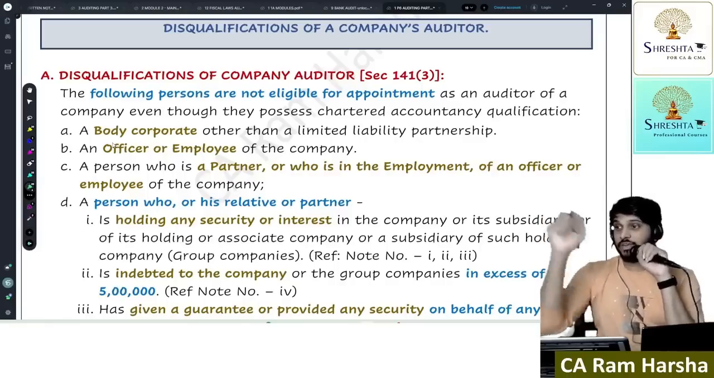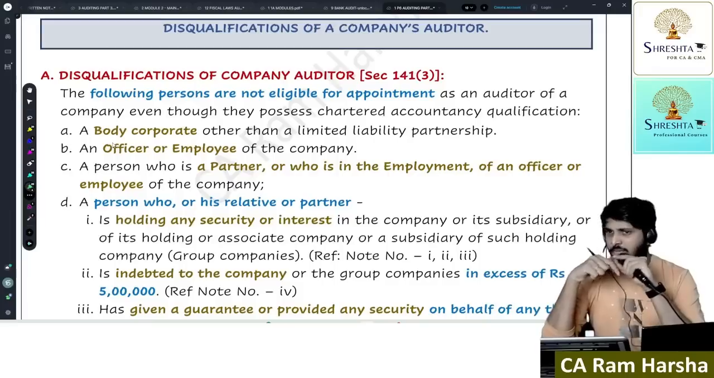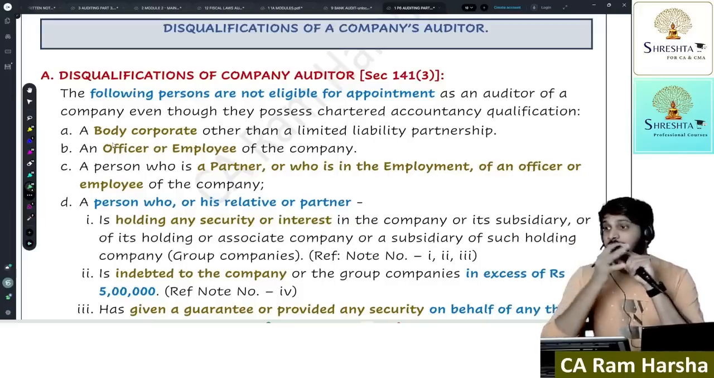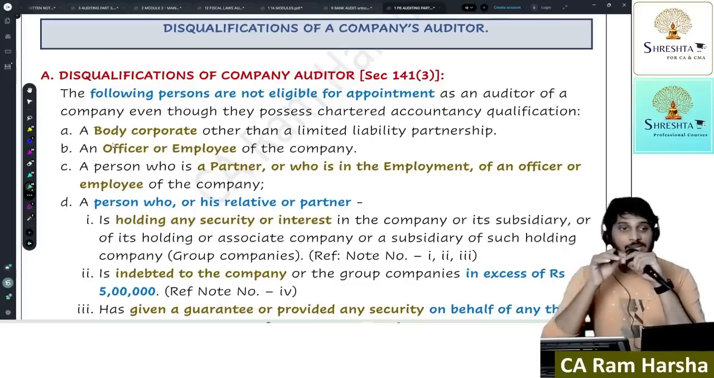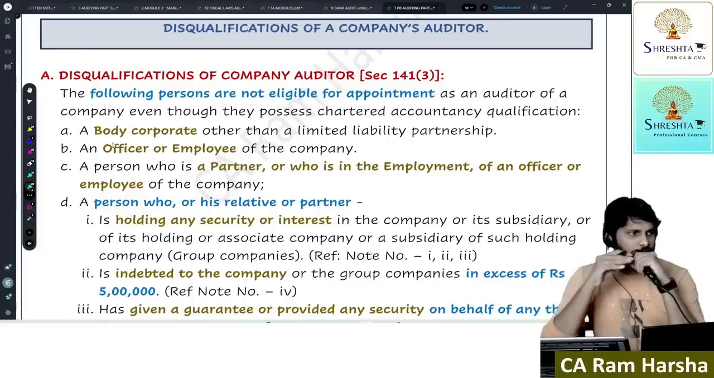Next. Disqualifications. Who are not eligible to act as an auditor? All of them are CAs only, but still we will not appoint them. Why? To protect independence. We want the auditor to be independent, so anybody who has a relationship with our company, we will not appoint.